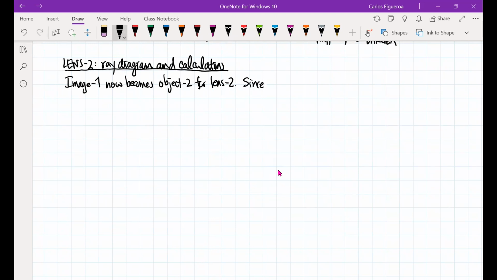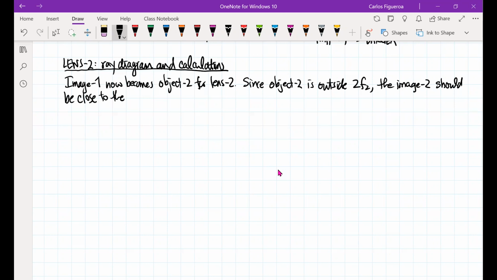Since object 2 is outside 2F2, the image 2 should be close to the F2 focal point. So let's go draw this here.